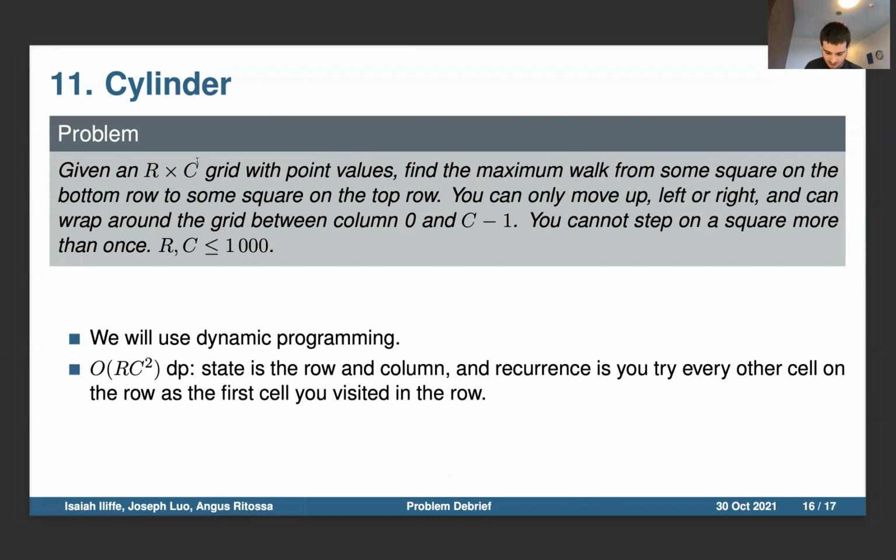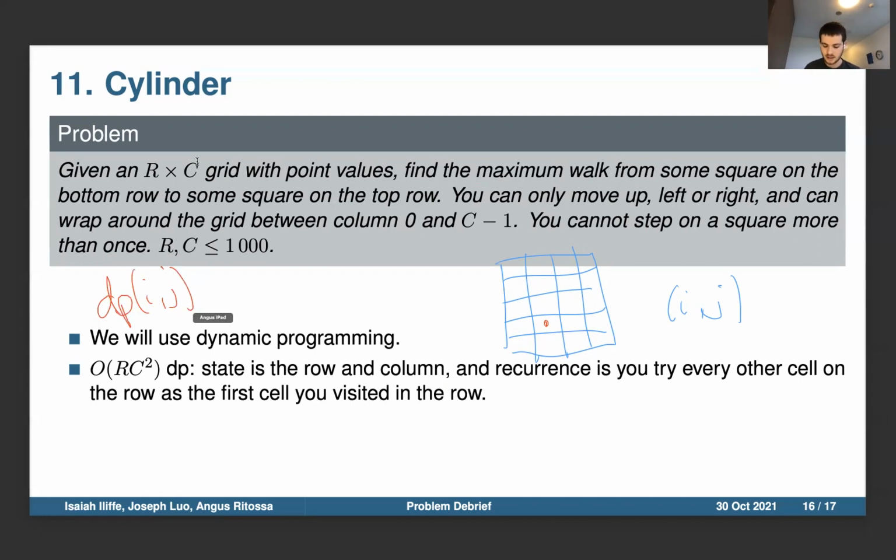So your state is the row and the column. We have our grid, and our state is the cell we're at, defined by a row and a column, like an i, j, where i is the row and j is a column. That could be this one here. And the answer to dp[i][j] will be the maximum walk starting at i, j and finishing at the top.